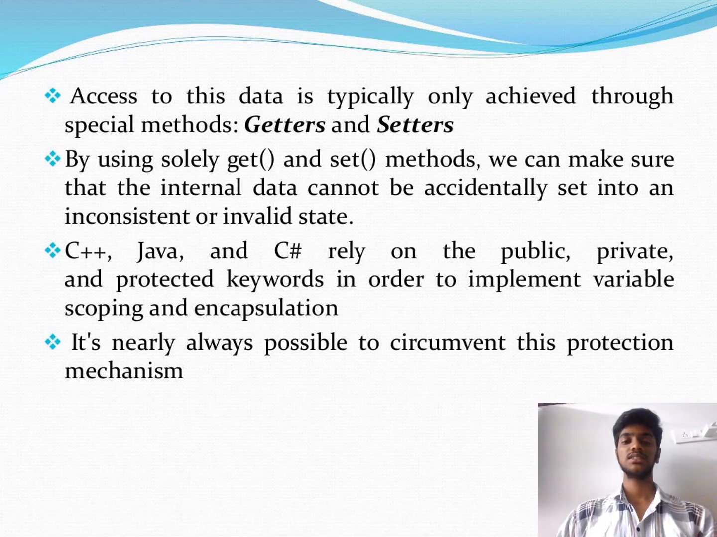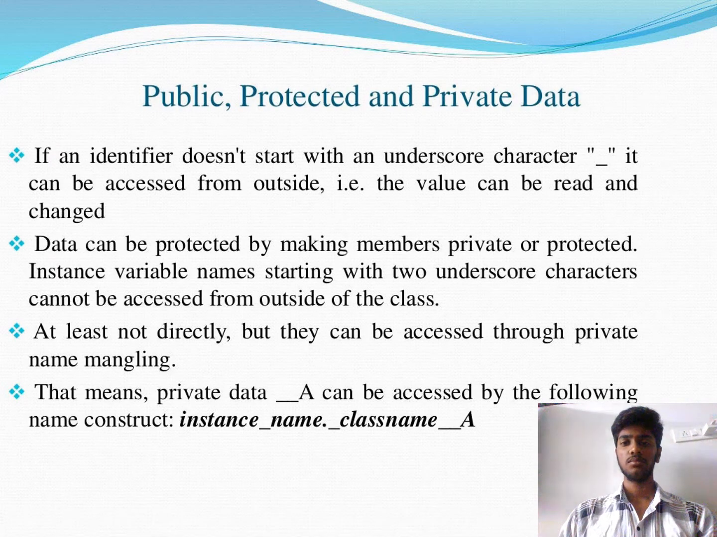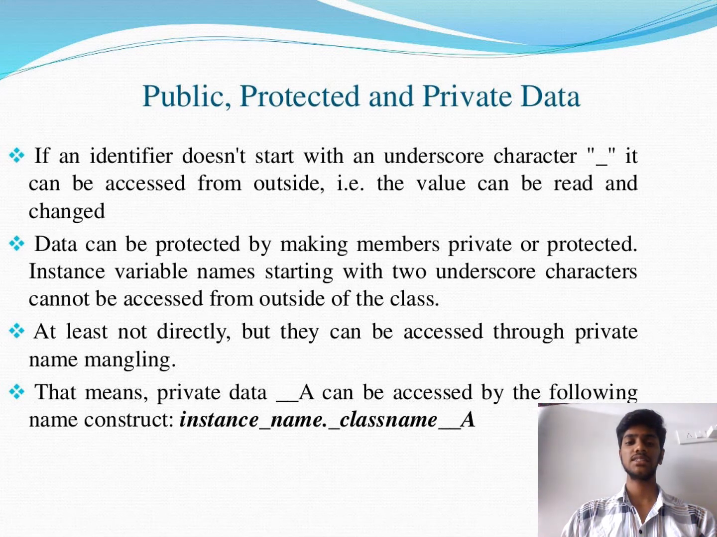C++, Java and C# rely on the public, private, and protected keywords in order to implement variable scoping and encapsulation. It's nearly always possible to circumvent this protection mechanism. Public, protected, and private data. If an identifier does not start with an underscore character, it can be accessed from outside. That is, the value can be read and changed.